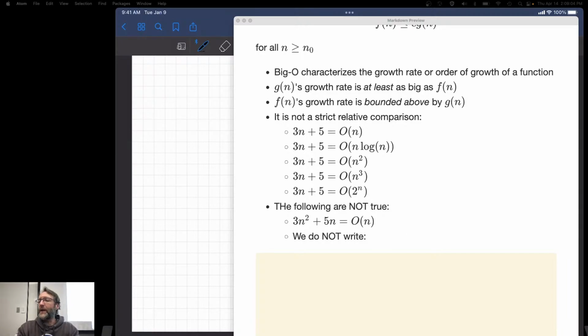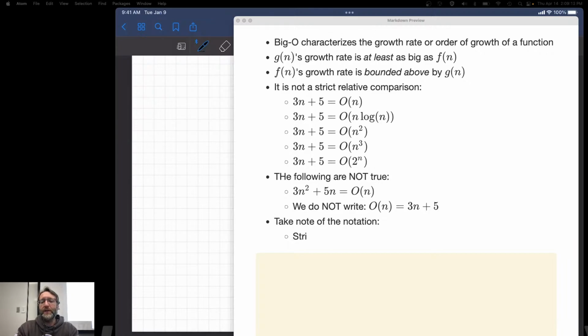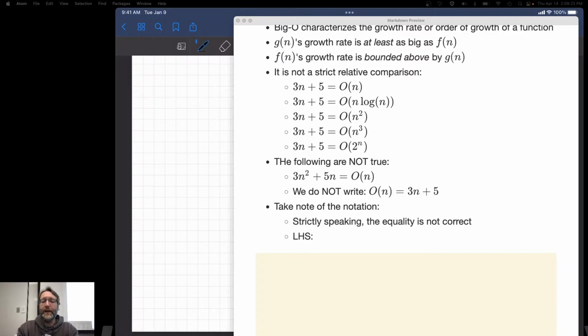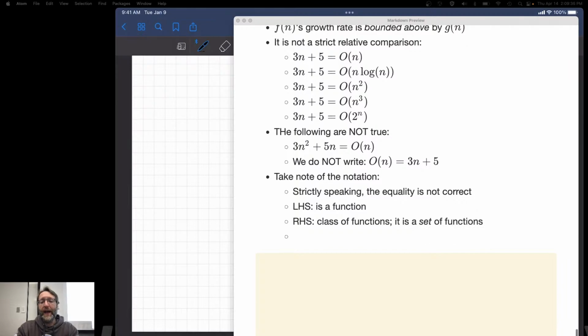That's because this is an abuse of notation. So take note of the notation. Strictly speaking, the equality is not correct. The thing on the left-hand side, LHS, is a function. The thing on the right-hand side is not a function. It is a class of functions, a set of functions. And so the technically correct notation is that f of n is in order g of n.